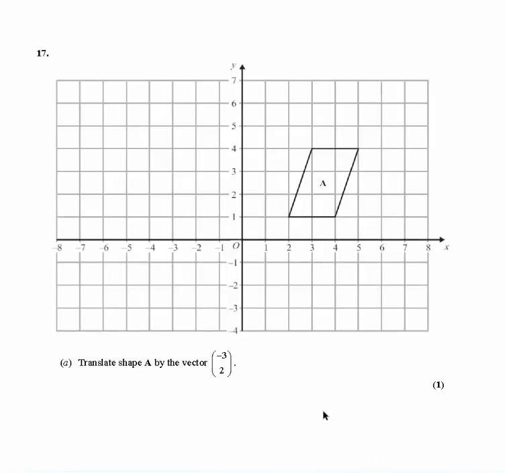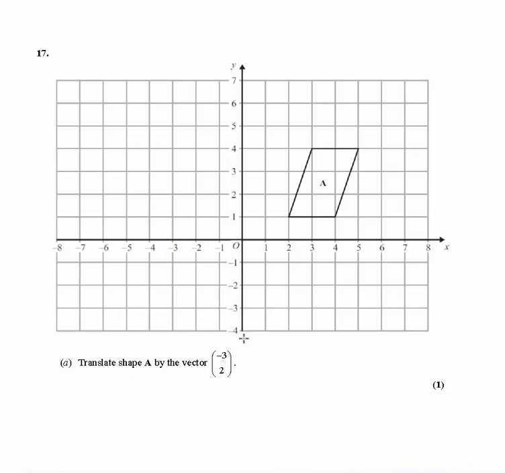Question 17, translate shape A by the vector -3, 2. Now a vector tells you how points move. It's a bit like a coordinate, but instead of telling you where something is, it tells you how something moves. -3, 2. The first number is the along number, and minus means it goes left. Okay, the second number is the up-down number. Okay, 2 means it goes up, -2 means it goes down. Just like this one here, -3 means it goes left, and 3 means it goes right.